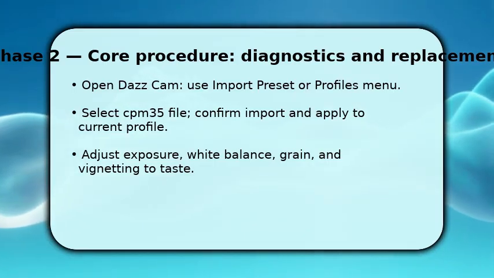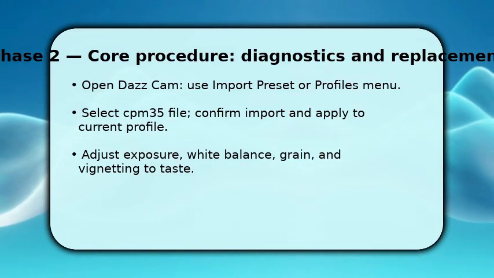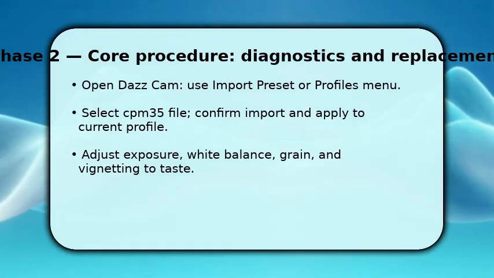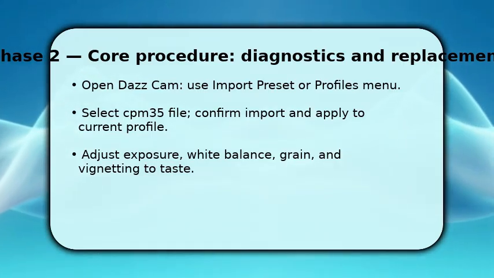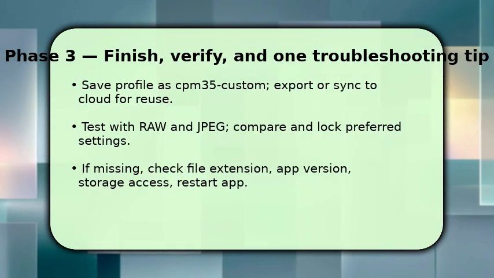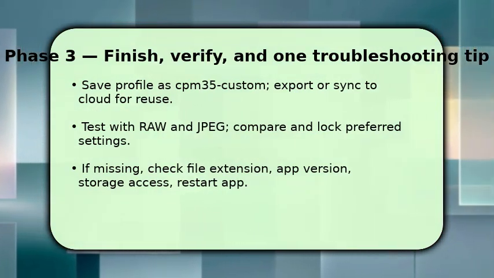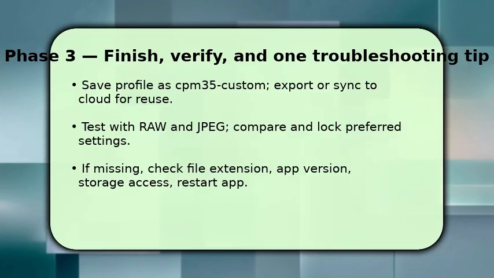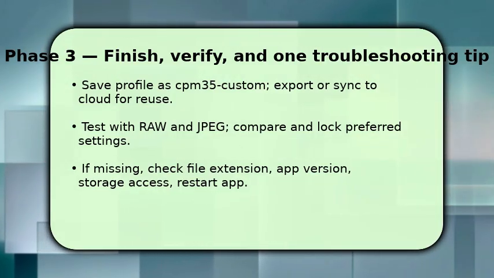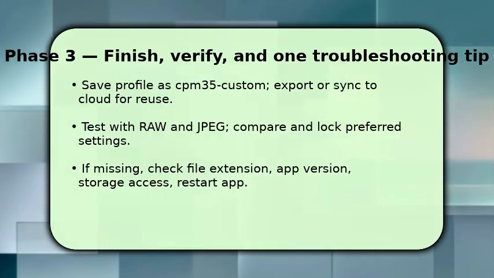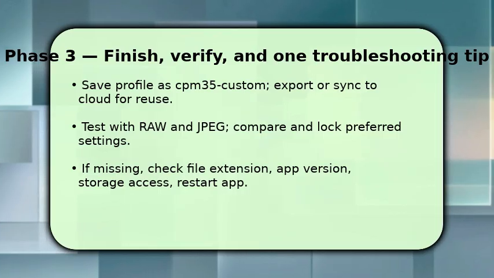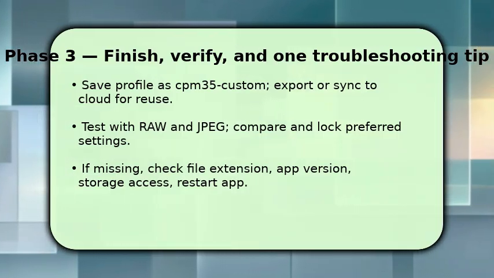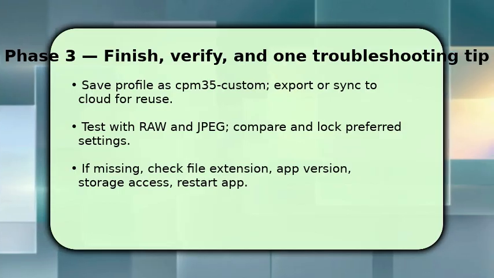Small changes matter. Make sure to preview in both bright and low light scenes, because the preset can behave differently across lighting conditions. To finish, save the adjusted preset as Cpm35 Custom so you can recall it instantly. Export or sync it to cloud for backup. You should shoot test frames in both RAW and JPEG, compare results, and lock any settings you want fixed. If you plan to batch edit later, export a reference image.